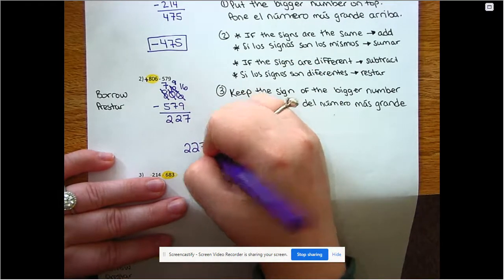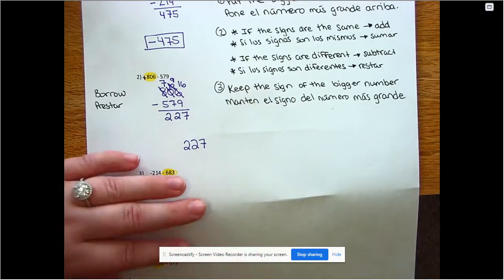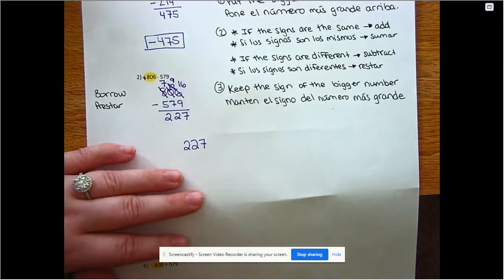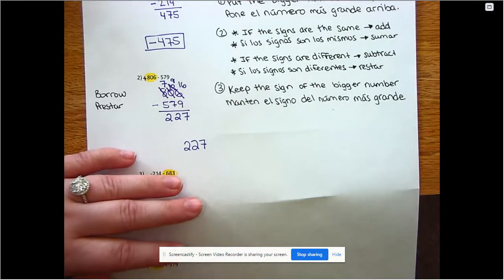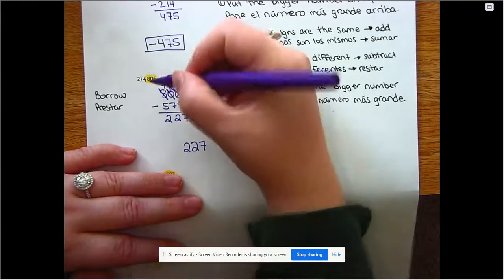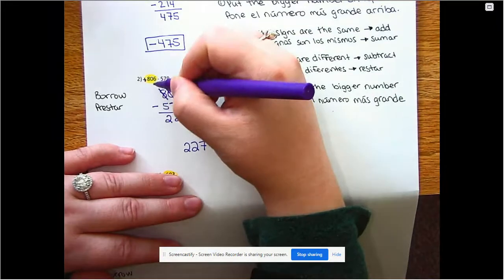And now we do the last part of the problem. Y ahora hicimos el último parte del proceso. We look at the sign of the bigger number. Miramos el signo del número más grande. The bigger number is in yellow. El número más grande está en amarillo.